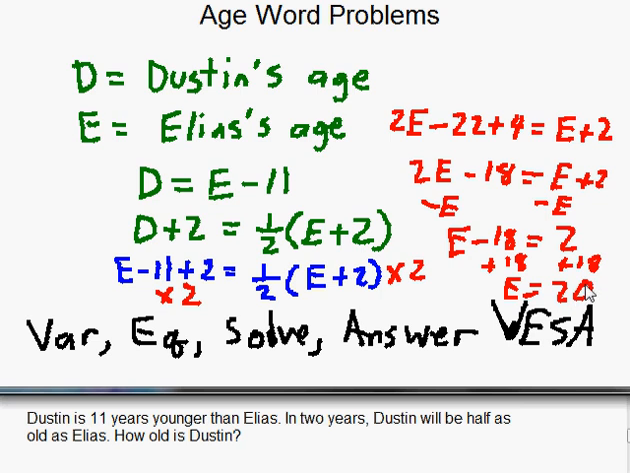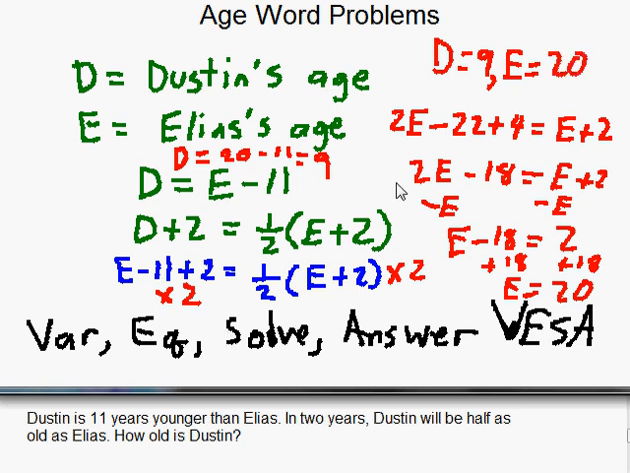So that means that Elias is 20. And if Elias is 20 minus 11, that means that D, according to this equation here, is 9. So let's just see if that works. Dustin's age is 9, and Elias is 20. Dustin is 11 years younger than Elias. Oh yes, that's true. In 2 years, that means that they'll be 11 and 22. Dustin will be half as old as Elias. Yes, that works.